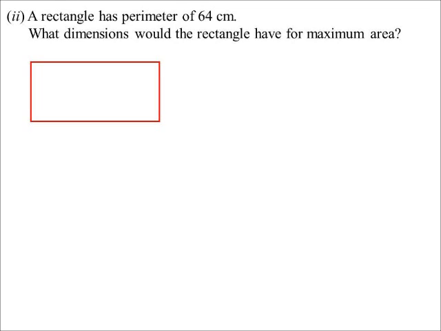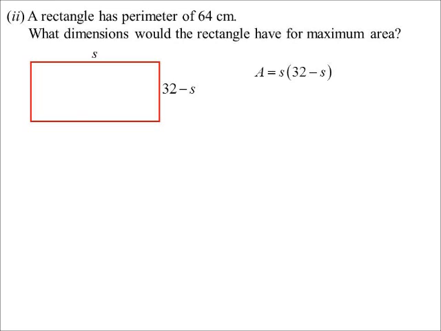So there's our rectangle. I'll give it some dimensions. I'll call one side creatively S. S for side. Now I know the perimeter is 64, so the other side must be 32 minus S, because all the sides will end up adding to 64. Now the area then is a quadratic. S times 32 minus S.